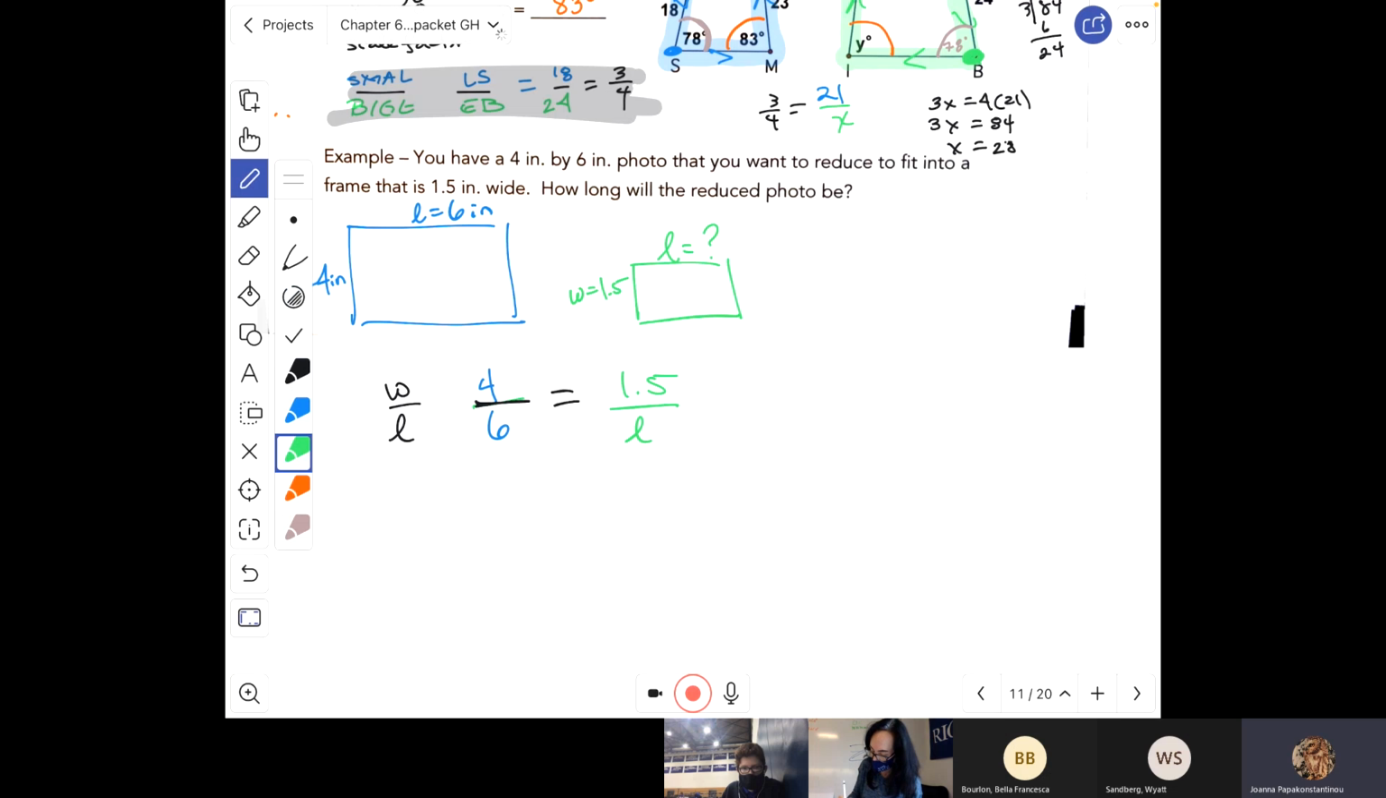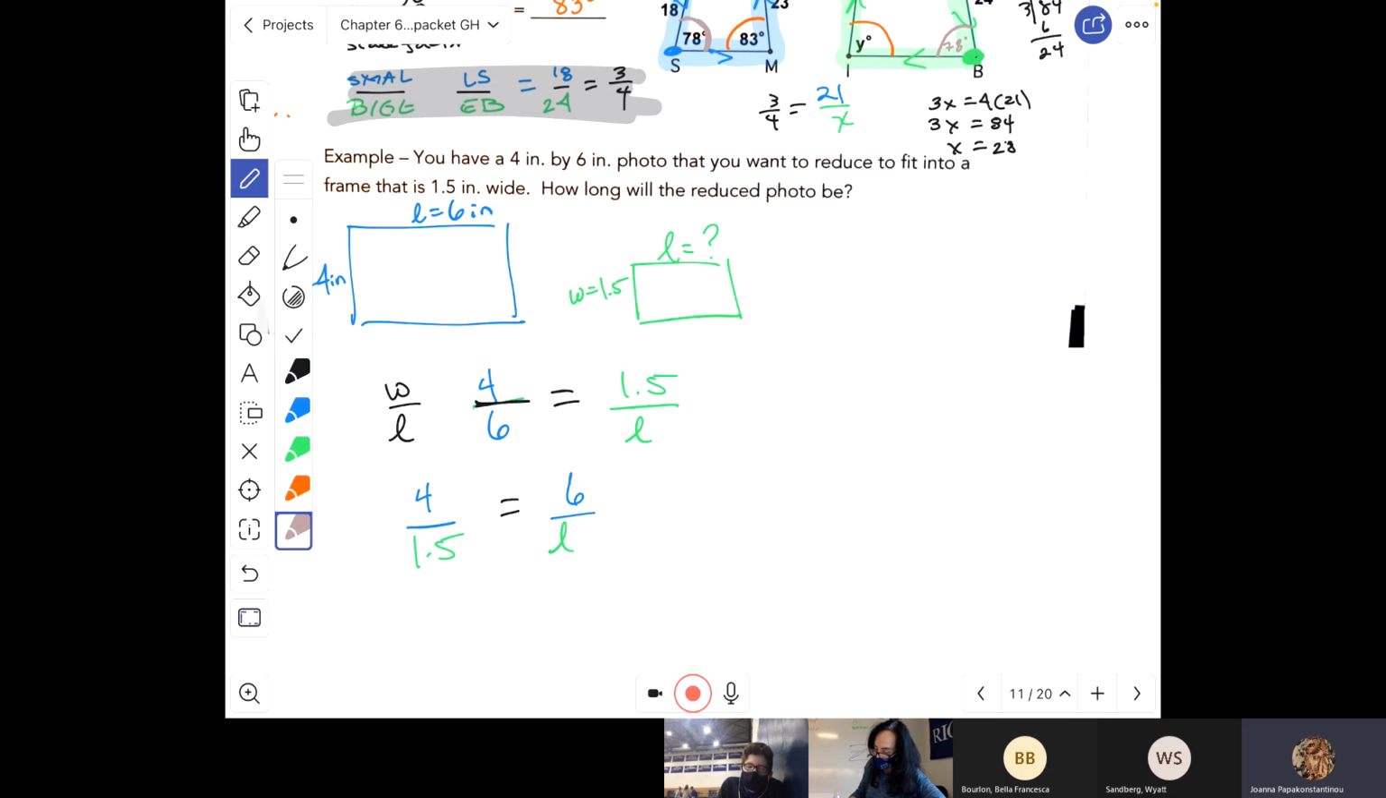I could have done the original one, 4 to 1.5 and set that equal to 6 to the length. Now notice what stays the same and what's changing from these two representations.